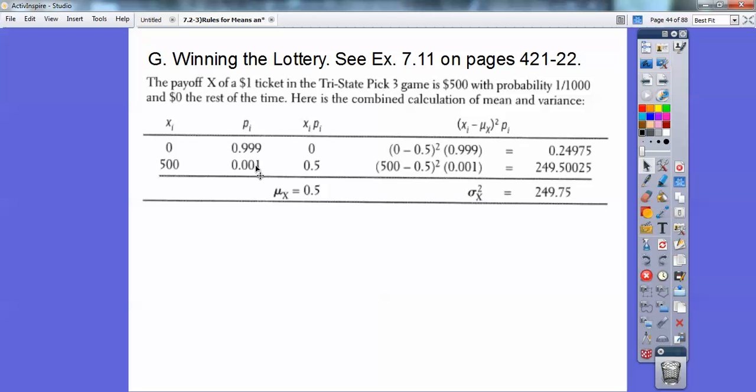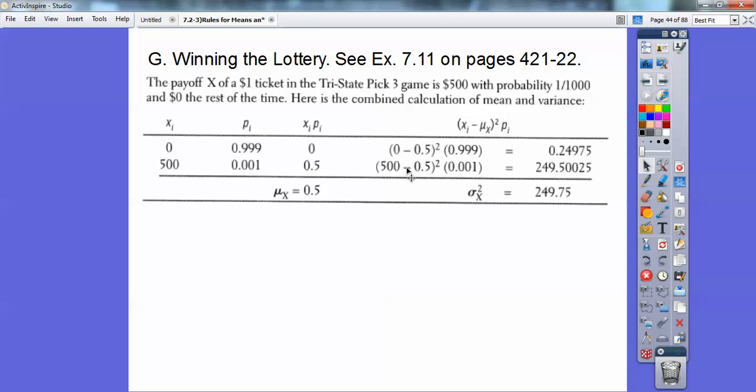So X is either you win $0 or you win $500. The probability of winning $0 is 0.999, and the probability of winning $500 is 1/1000. When I multiply 0 times 0.999, I get 0, and 500 times 0.001, I get 0.5 right there. So the mean of X is the addition of these, so we just add these two together, and that's the mean of X.